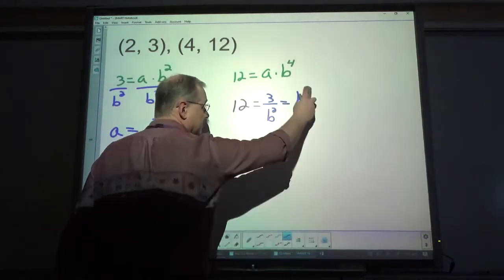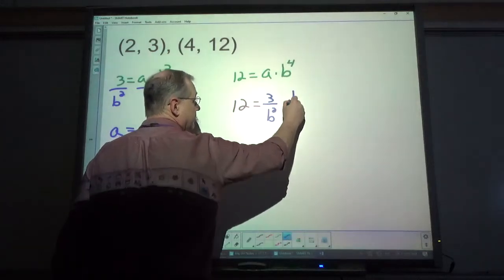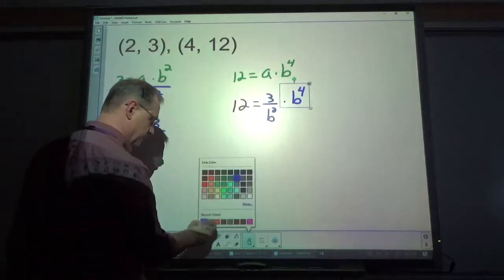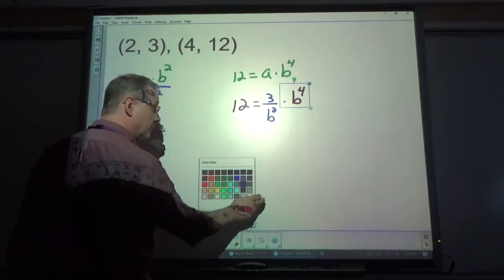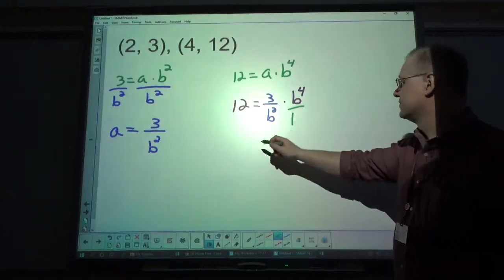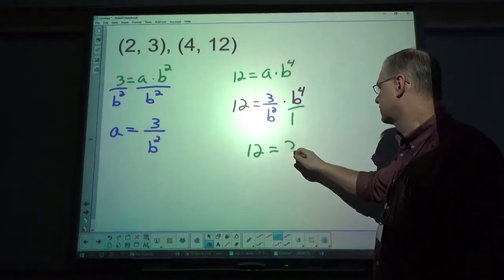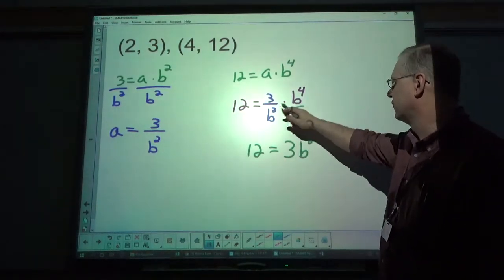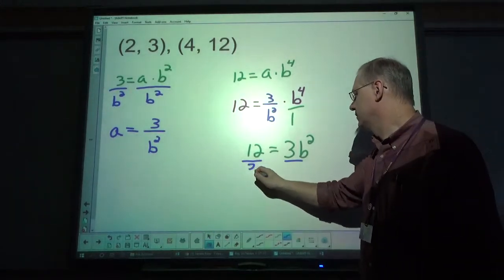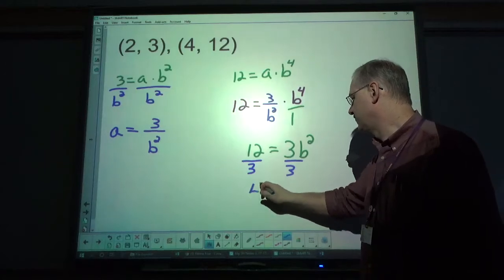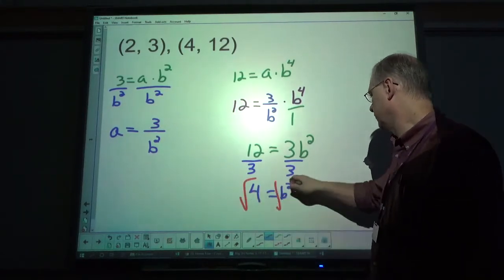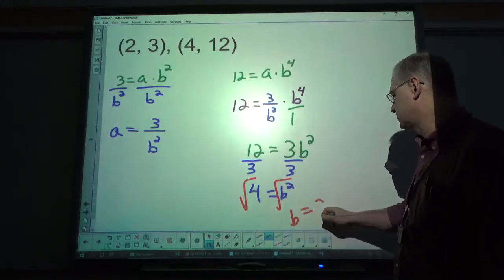All right, when I substitute over here, I'm going to put 3 over b squared times, not equals, over 1. These reduce. I get 12 equals 3b to the second, fourth, and second. Now, I'm going to divide by 3. That's 4 equals b squared. And then I'm going to square root both sides to get b equals 2.